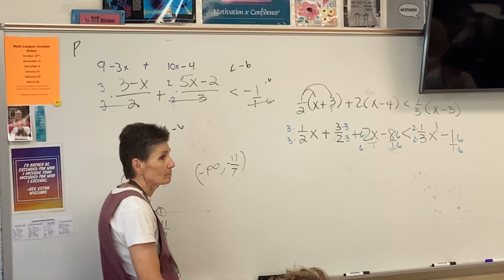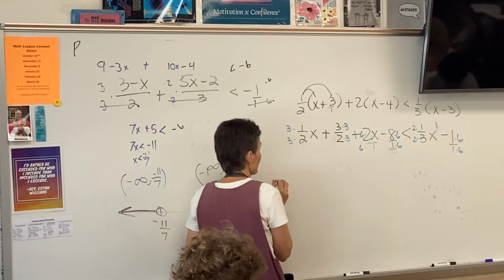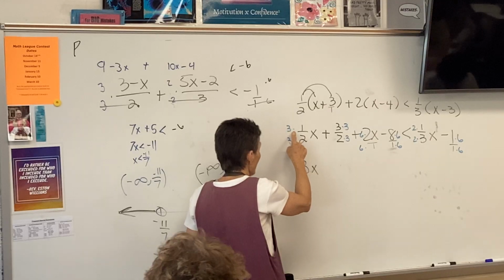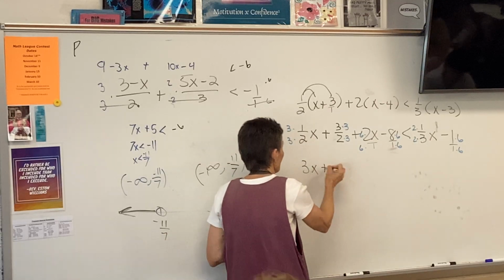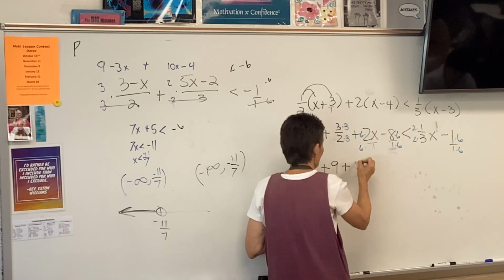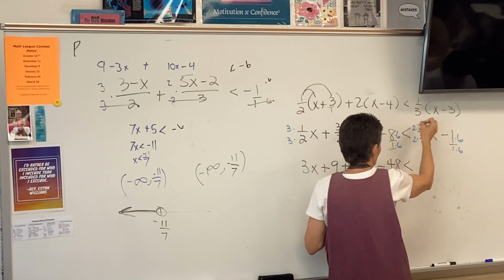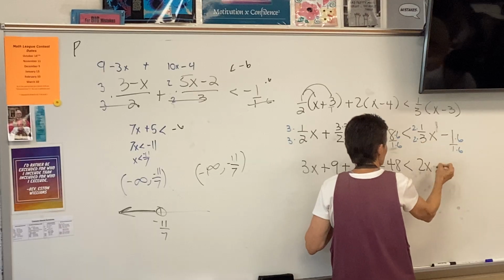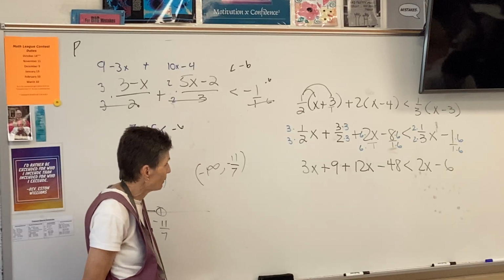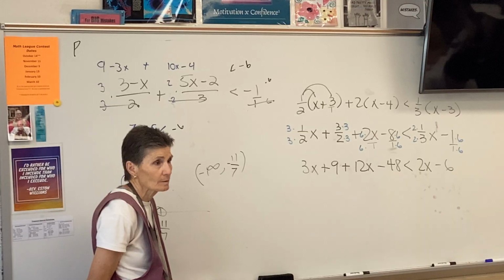So far so good? Alright, so we're done. Now remember, I'm not worried about the denominators anymore. So my numerator, I'm gonna have 3x, 3 times 1 times x, 3x, plus 9, plus 12x, minus 48, less than 2x minus 6. Take a second and digest that. I know it's a lot going on. Is that okay?